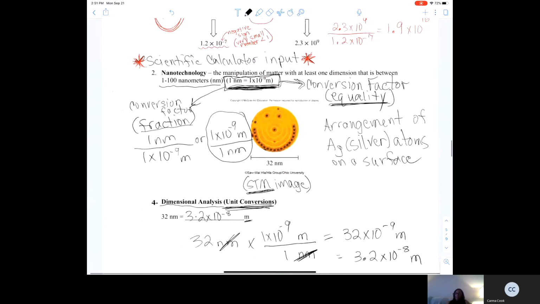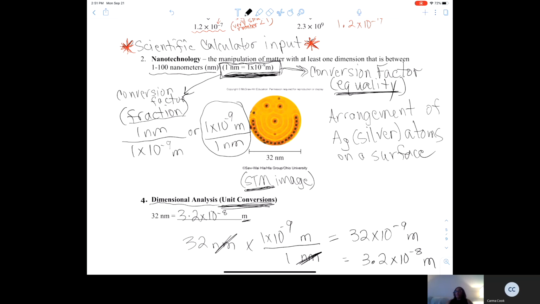And so the next mathematical topic in chapter 1 is unit conversions, also called dimensional analysis. And so nanotechnology is a branch of chemistry, engineering, science, all rolled into one. And it is based on the manipulation of matter that has at least one dimension that is between 1 and 100 nanometers. 1 nanometer is equivalent to 1 times 10 to the negative 9 meters. So that is an equality expression because there's an equal sign there, but it's also a conversion factor.